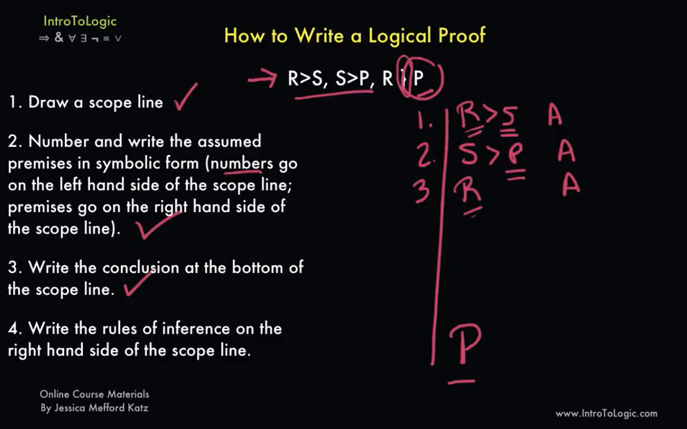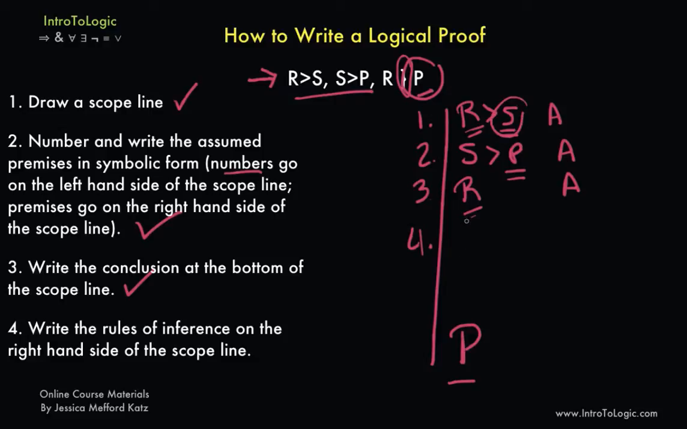All right, so we've done step 3. And now step 4: write the rules of inference on the right-hand side of the scope line. And of course, always write any lines that you use when using rules of inference. So, let's see what we have to do here. We can use lines 3 and 1 to derive S.